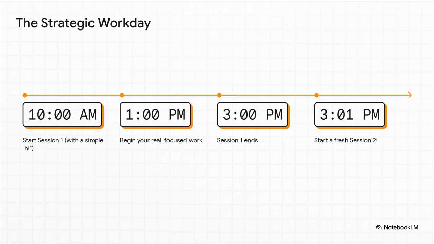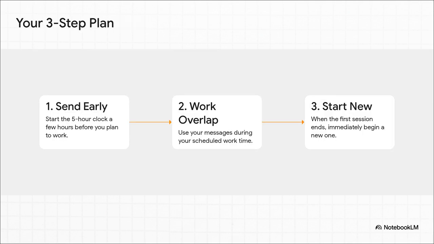Okay, so check this out. Let's say you know you want to do your deep work at 1 p.m., but instead of waiting until then, you start your session way earlier, say at 10 a.m. with something simple, like just sending the word hi. Then you go about your morning. When you finally sit down to work at 1 p.m., you're already 3 hours into that first session. So when you hit your limit around 3 p.m., well, that's exactly when your first session expires. And at 3:01 p.m., you can start a brand new, fresh session with a full message count. Absolutely zero downtime.